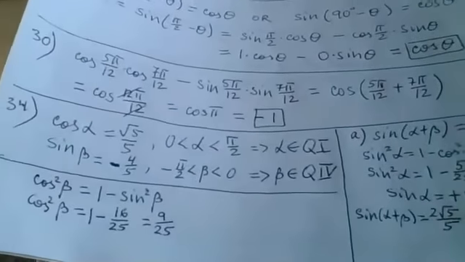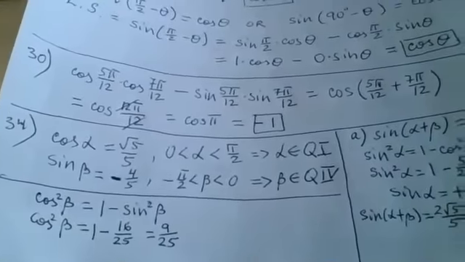One minus 16/25. 1 is 25 over 25. 25 minus 16, is it 9? Yes. So we are getting that cosine squared equals 9/25. But I don't need cosine squared. And again, we already talked about that in the fourth quadrant, cosine is positive. So cosine beta equals the positive square root of 9/25.